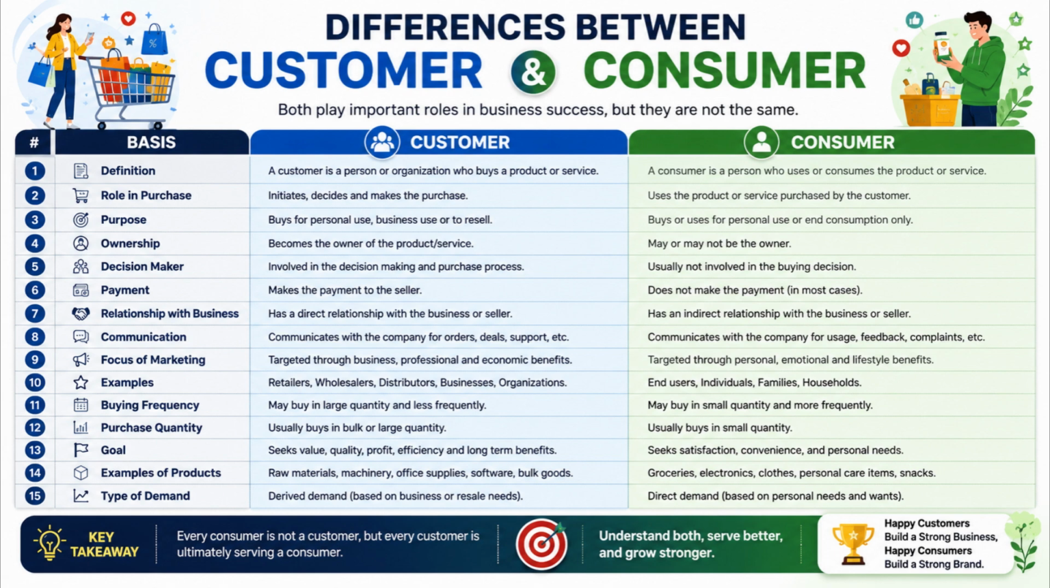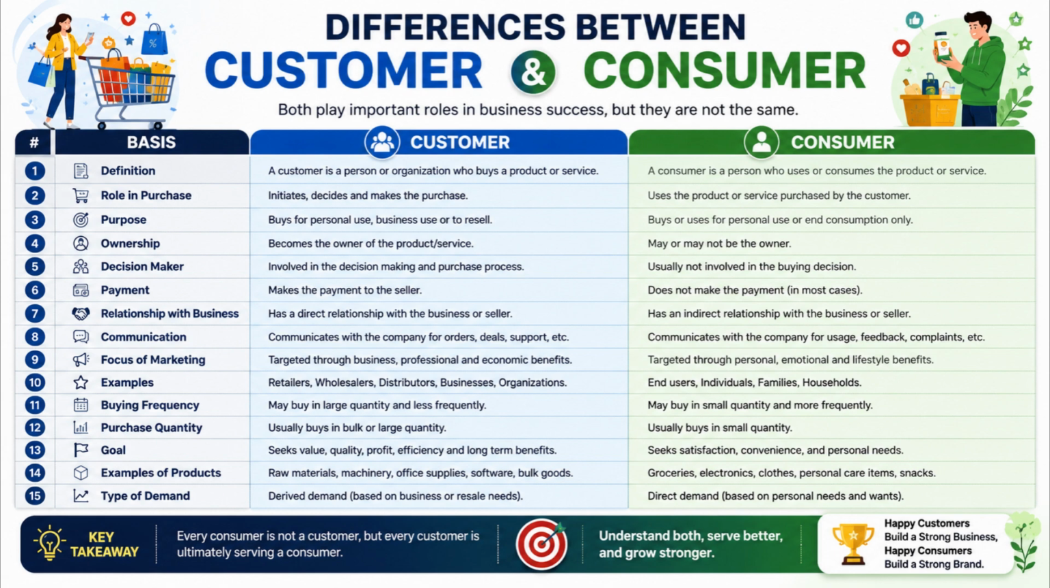Number 3. A customer may buy products for personal use, resale, or business purposes, whereas a consumer uses the product mainly for personal or final consumption. Number 4. A customer becomes the owner of the product after purchase, whereas a consumer may or may not be the owner of the product.